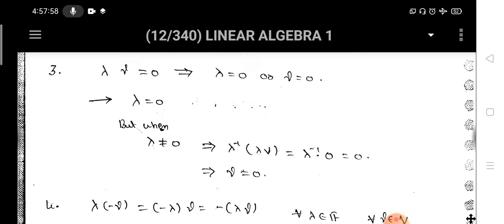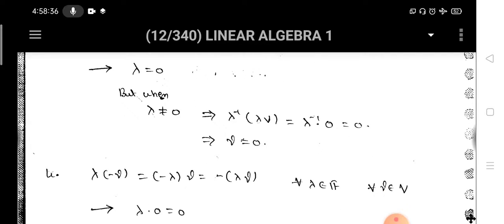So this means every non-zero element of a field has a non-zero multiplicative inverse. So lambda has a multiplicative inverse, lambda inverse. Multiplying on both sides by lambda inverse, and it is very judicious to use the multiplicative inverse of lambda because it comes from the field, and moreover it is a non-zero element. So on taking the multiplicative inverse on the left hand side we will get identity. So identity into V is equal to V, and on the right side we will get 0. So V is equal to 0. So we have proved that either lambda is equal to 0 or V is equal to 0.